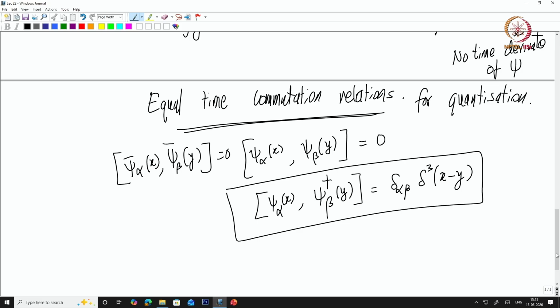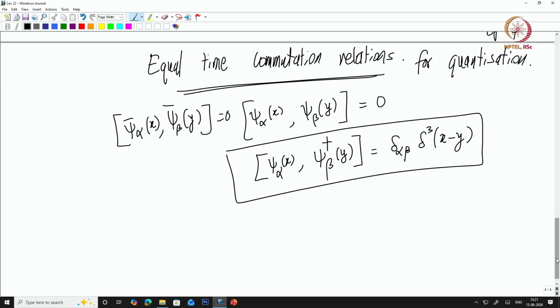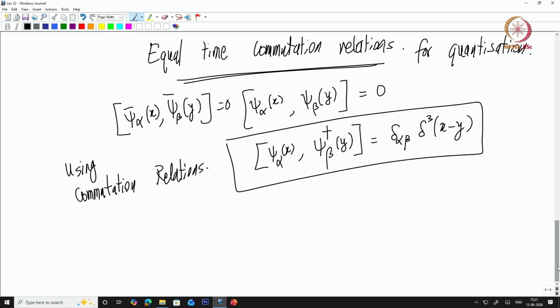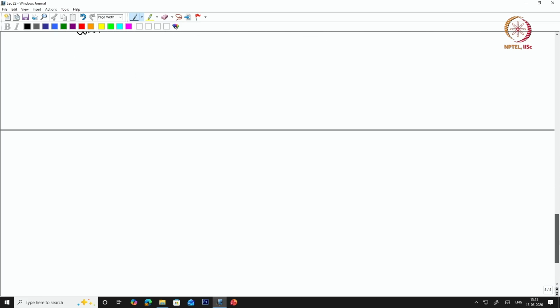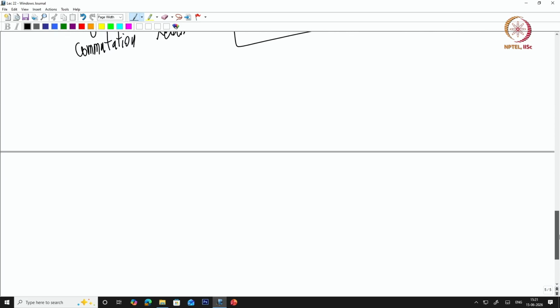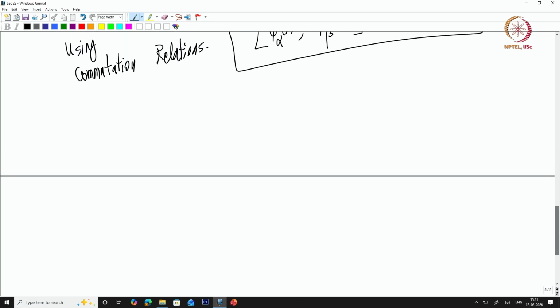Now here I am imposing commutation relations. Since I am using commutation relations, and because it is a Fourier theory, we can write plane wave solutions and expand in terms of plane wave modes. Essentially, we are expanding the field operators.